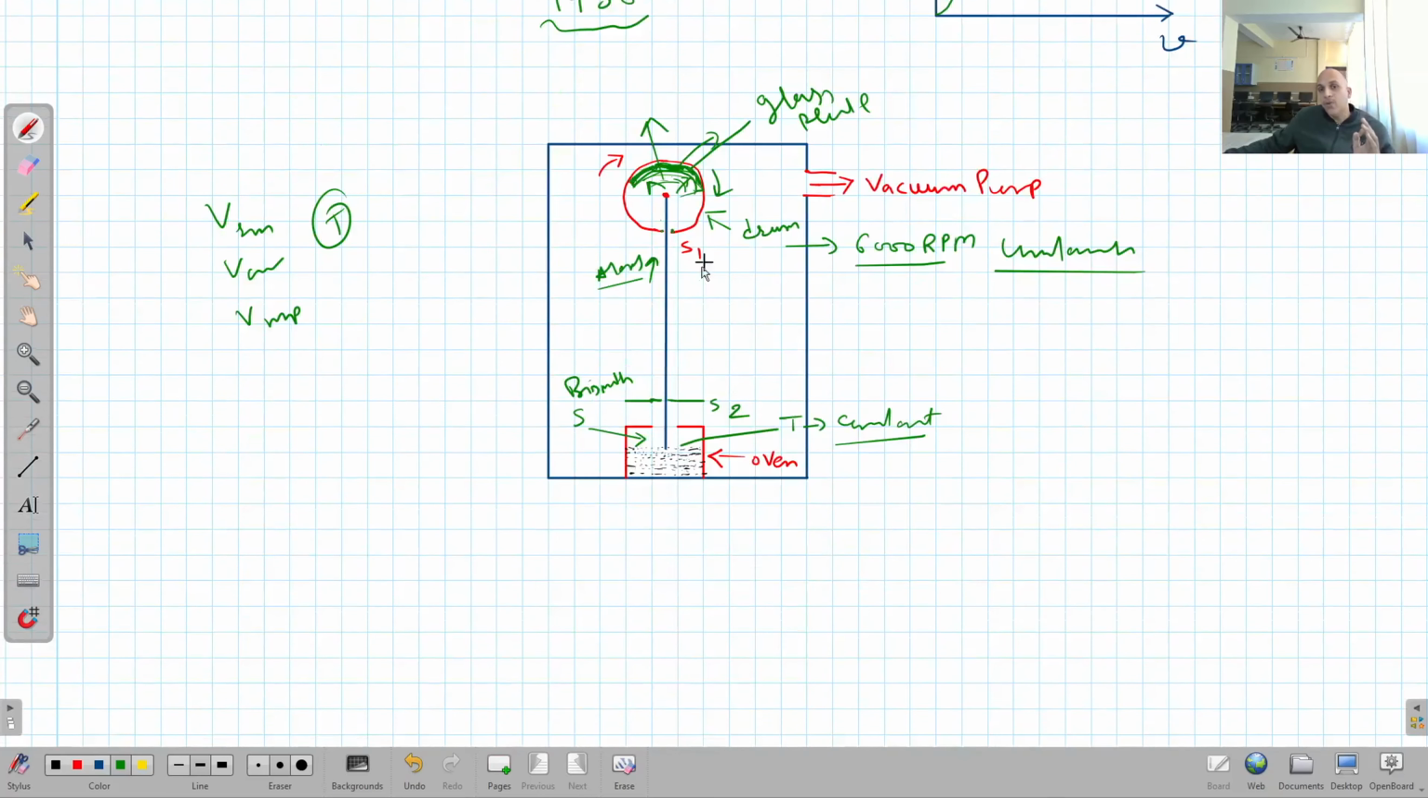So I am hopeful that this entire experimental setup and working is very clear. Thank you very much.